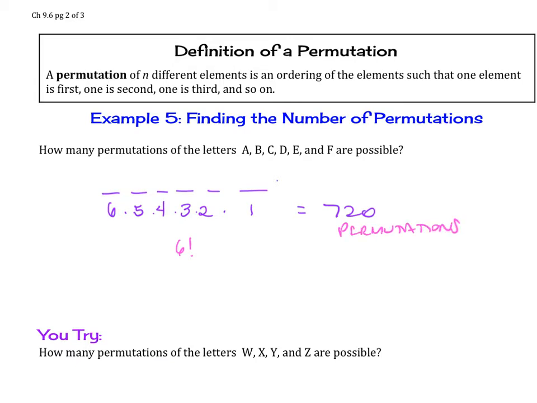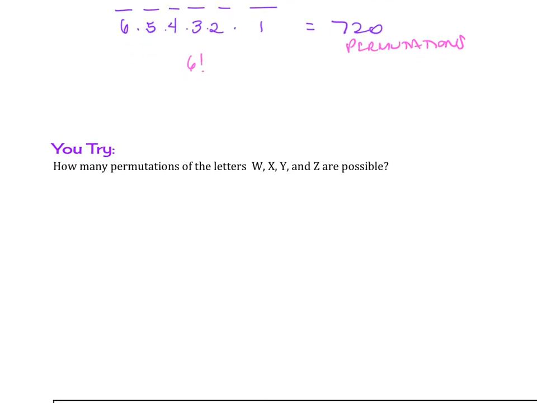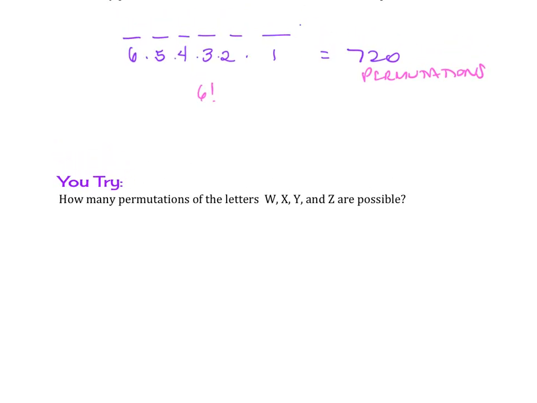Try out this next example here. How many permutations of the letters W, X, Y, and Z are possible? So you have 4 letters. So 4, 3, 2, 1. So therefore it's 4 factorial. And then there are 24 permutations.